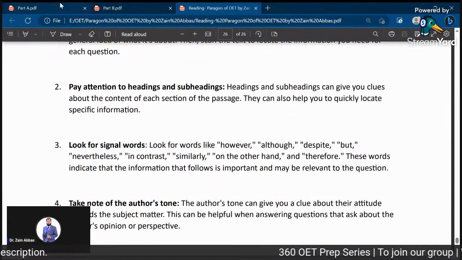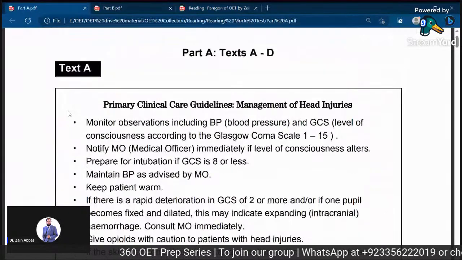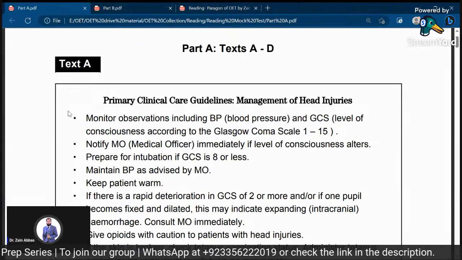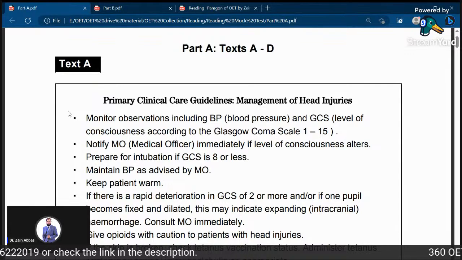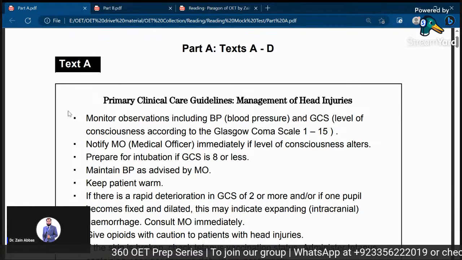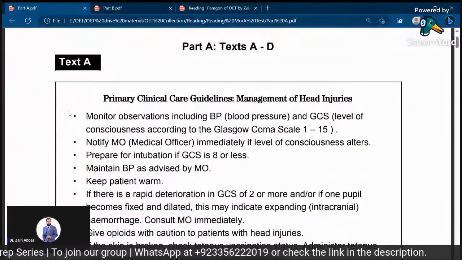So let us apply these three tips first, and then we will discuss the next one. I have a very genuine paper here from the OET reading subtest. As you are well aware, Part A comes with different texts from A to D, and you need to read all the texts, and then there are approximately 20 questions from Part A. You need to answer them. So let us apply the tips we have just studied.